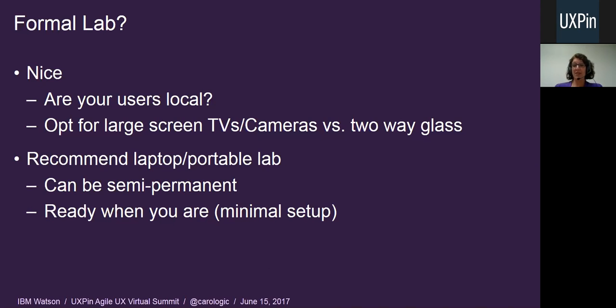If you do get a formal lab, I do recommend just getting the large screen TVs and using cameras. You're going to want cameras anyway, and the two-way glass is very expensive. It takes a long time to install, and you can put a large screen TV on the wall very easily, and then wire it up to the cameras, and you've got a full system, or wireless actually works very well.